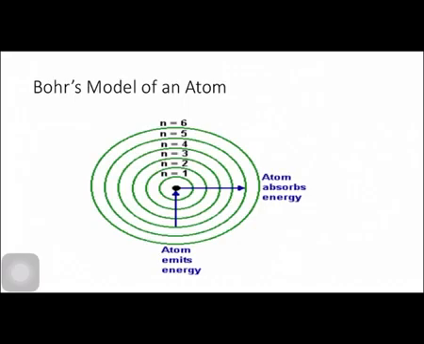So students, this is the whole story about the Bohr atomic model. His model nicely explains the stability of an atom. It also explains why an atom forms the line spectrum instead of continuous spectrum.